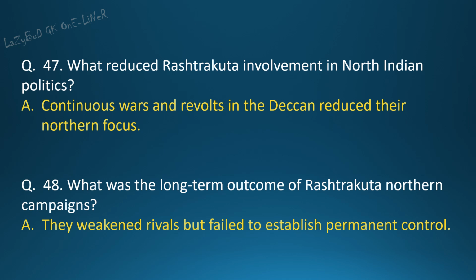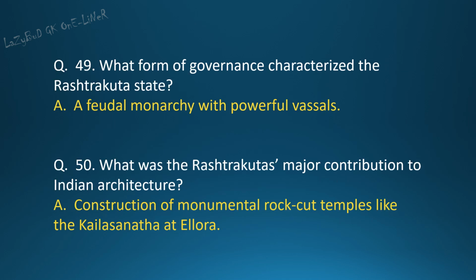Question 48. What was the long-term outcome of Rashtrakuta northern campaigns? Answer. They weakened rivals but failed to establish permanent control. Question 49. What form of governance characterized the Rashtrakuta state? Answer. A feudal monarchy with powerful vassals.